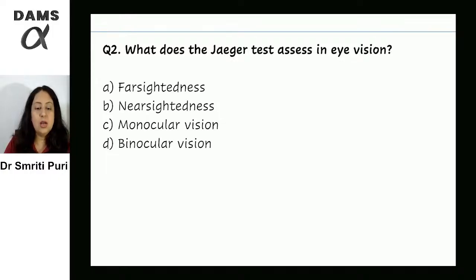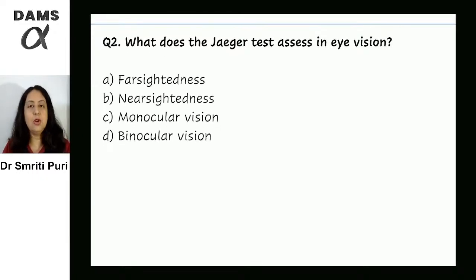Question number 2. What does Jaeger's test assess in eye vision? A. Farsightedness, B. Nearsightedness, C. Monocular vision, or D. Binocular vision. So let me know what would be the answer here. Answer to question number 2.